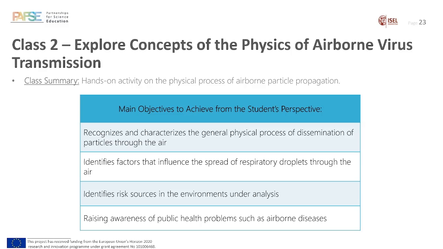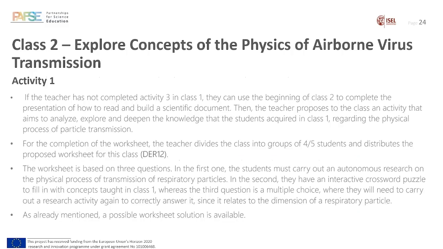In class 2 there is a hands-on activity on the physical process of airborne particle propagation. This activity serves to consolidate the knowledge that students acquire in class 1, and it is called Explore Concepts of Physics of Airborne Virus Transmission. If the teacher has not completed activity 3, the presentation on how to analyze a scientific document, the teacher can use activity 1 of class 2 to conclude the presentation. Then the teacher proposes to the class an activity that aims to explore and deepen the knowledge that students acquired in class 1.